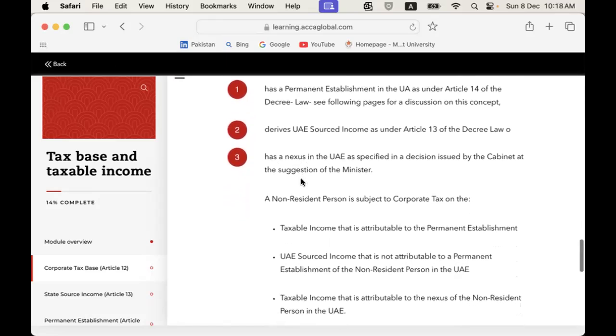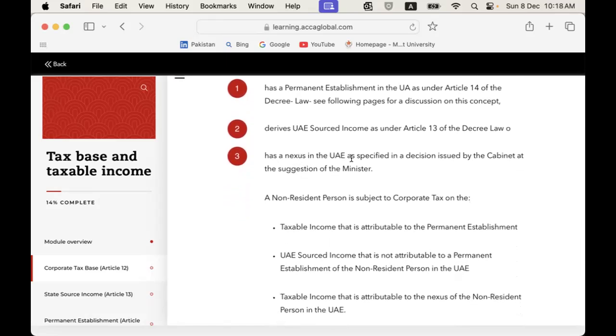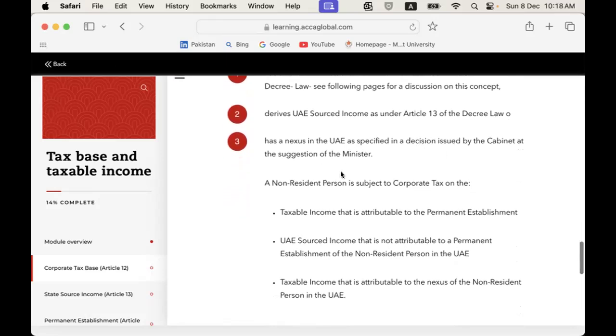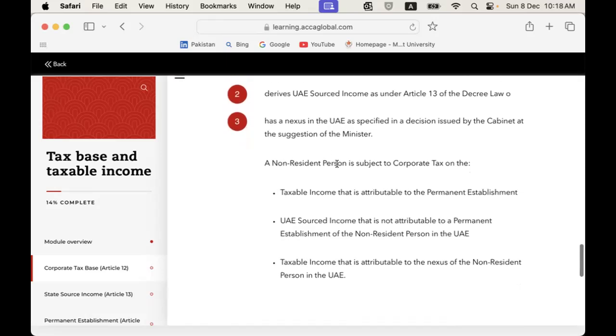Third category, a non-resident may also have a nexus in the UAE as specified in a decision issued by the cabinet at the suggestion of the minister. So in the UAE, a non-resident is subject to corporate tax on taxable income attributable to a permanent establishment, UAE source income, and the third one was nexus. In the last lecture, I had given an example of nexus in the UAE.